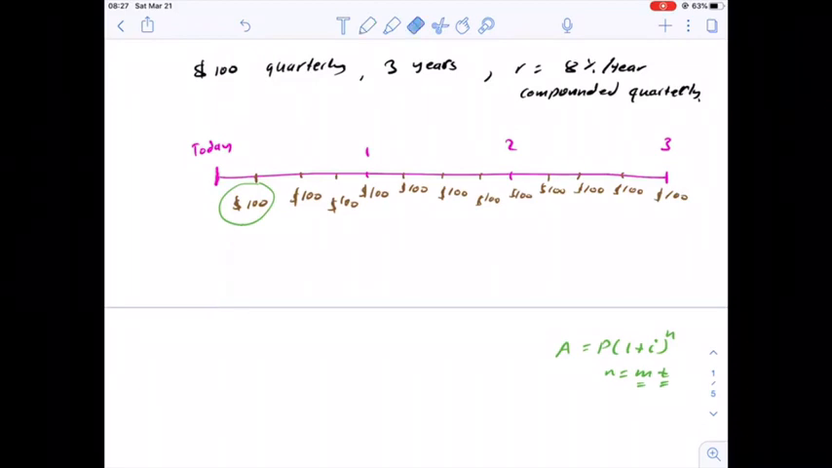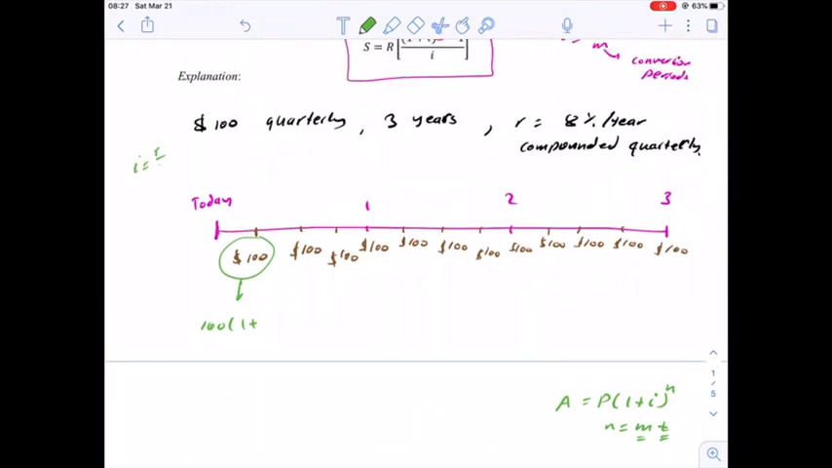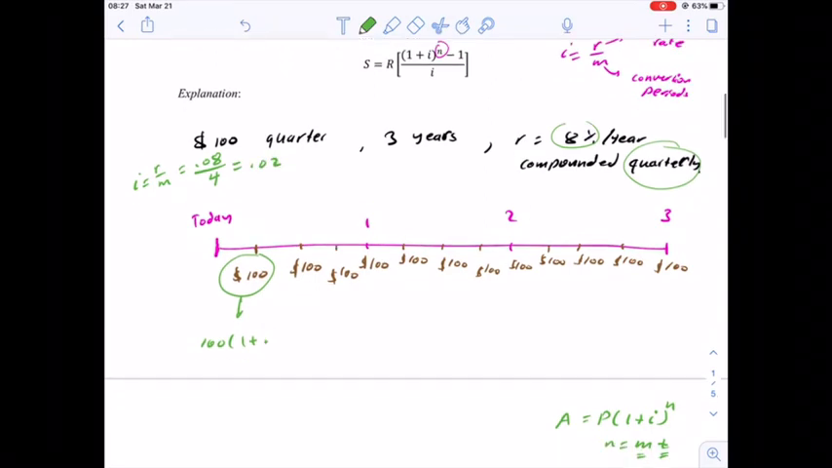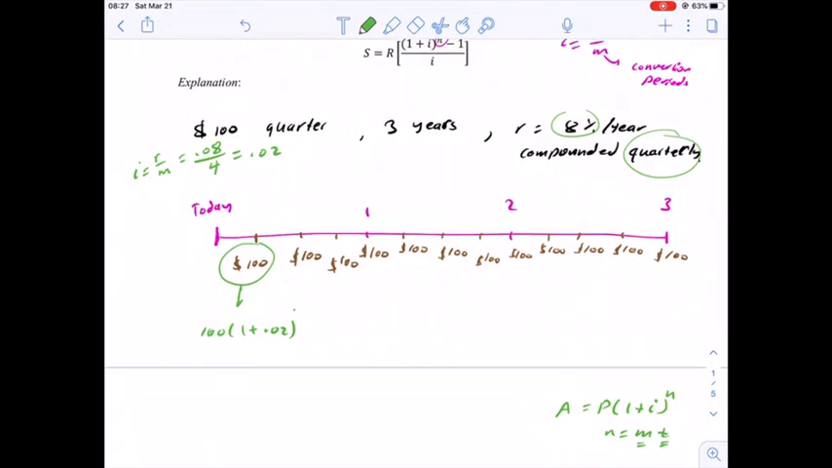We have 100 times 1 plus, what is i in this case? Now i is r over m. r is 0.08 because it's 8%, over m, the number of conversion periods. We have 4 conversion periods a year because it's compounded quarterly. So this gives us 0.02. This is the value of i. Raised to power 11. How many payments or how many periods or terms are there for the first 100? So you have 1, 2, 3, 4, 5, 6, 7, 8, 9, 10, and 11.